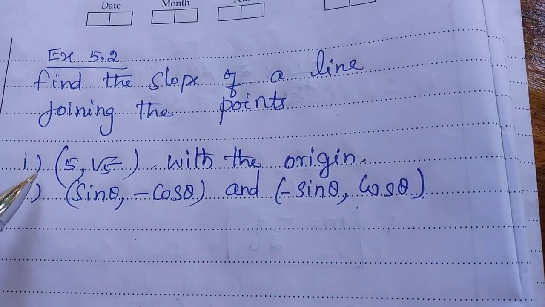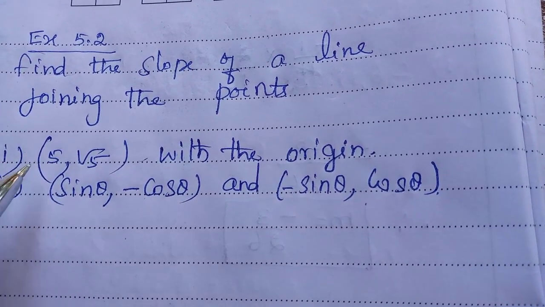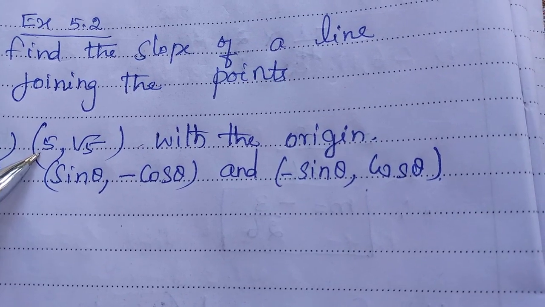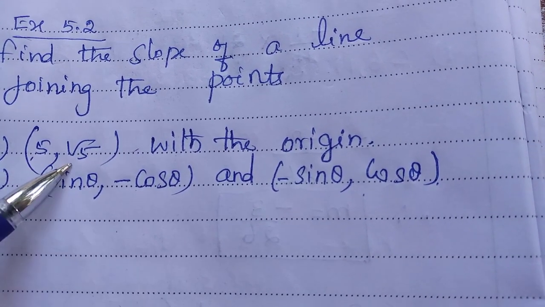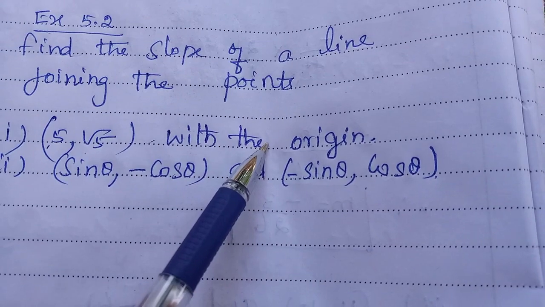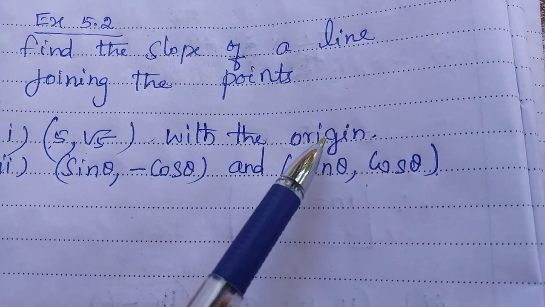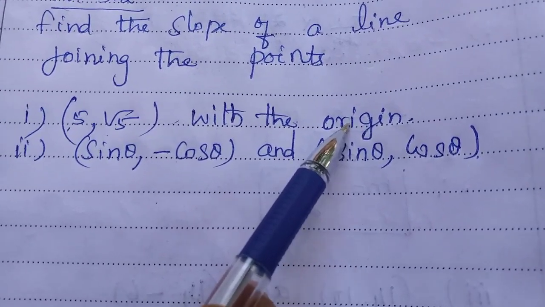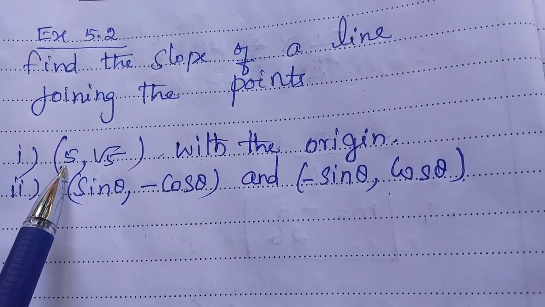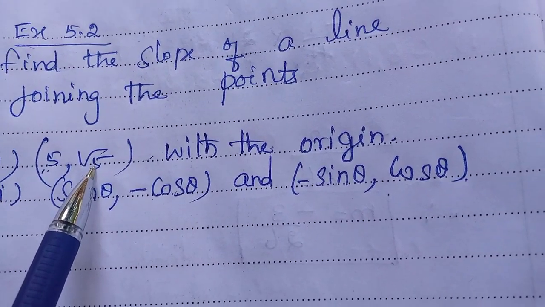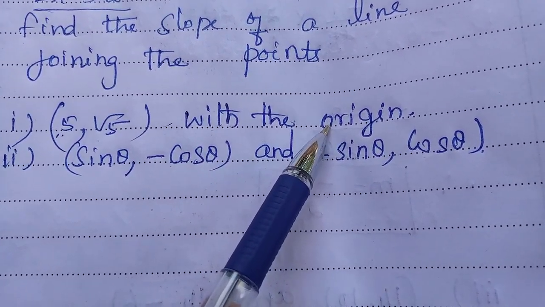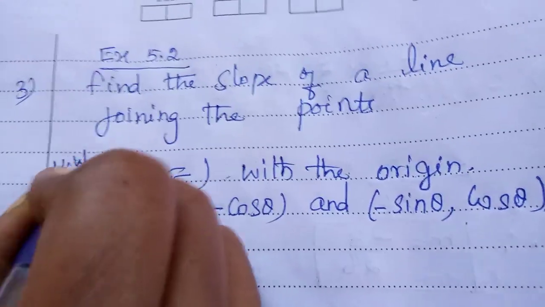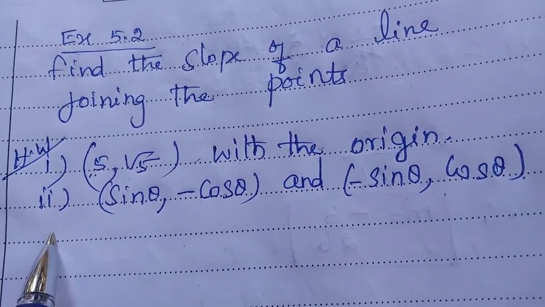Okay, first one you can do as homework. How will you do the first question? What are the points? 5 comma root 5 with the origin. Origin means which points we have to use? 0 comma 0. Origin will be 0 comma 0. So x1 is 5, y1 is root 5, x2 is 0, y2 also 0. So first one is homework. Let us do the second subdivision.